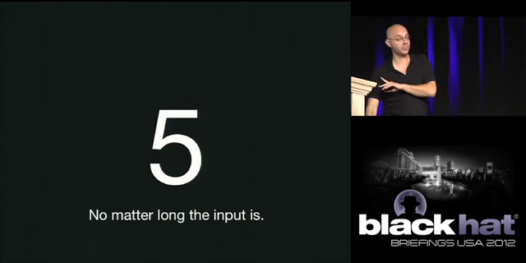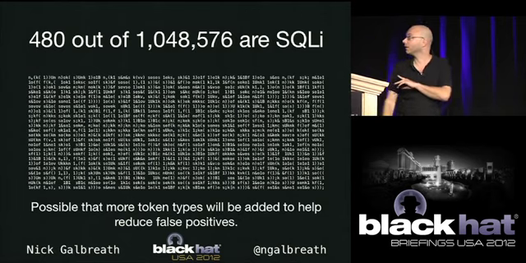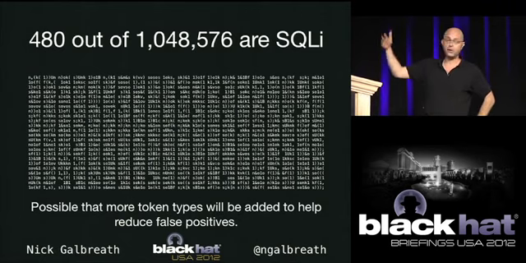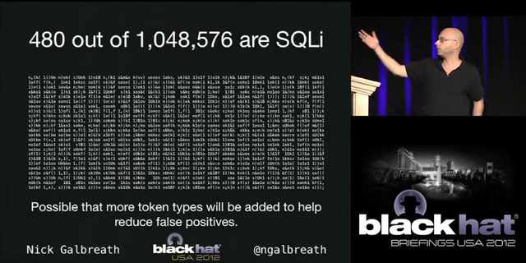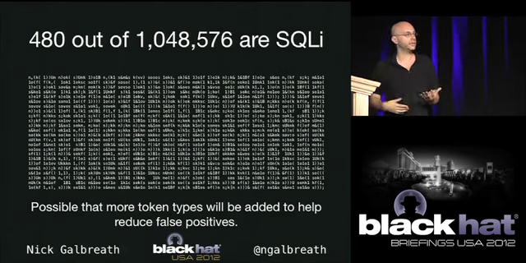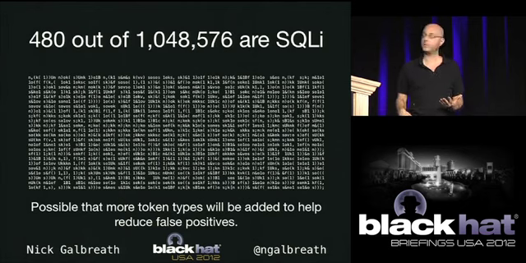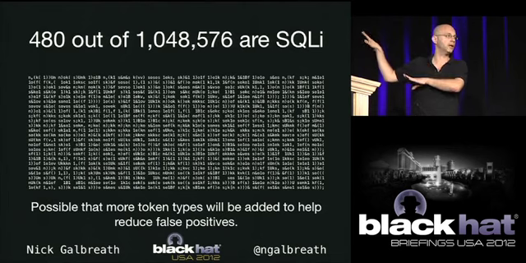So that was a surprising result. And here's sort of a sample of them. Out of the million or so, using my methodology of possible fingerprints, only 480 are actually SQLi. It's possible I might add some more tokens later to help reduce false positives, but that's it. That is your template for SQLi as we know it.